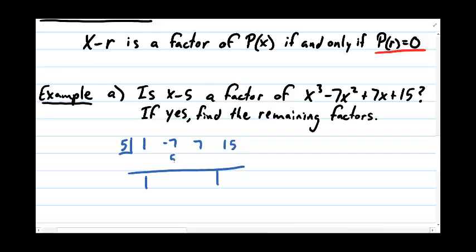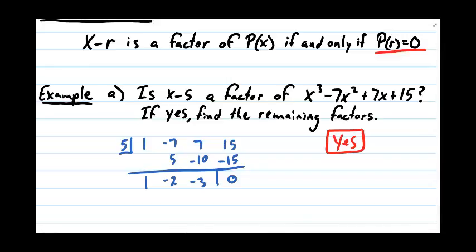Bring down that 1, that's a 5, that's negative 2, that's negative 10, which gives me negative 3. And there it is, that's negative 15. So it ends up having a remainder of 0. So the first question is, is it a factor? And the answer would be, yes, it is. Now, it wants me to find the remaining factors.